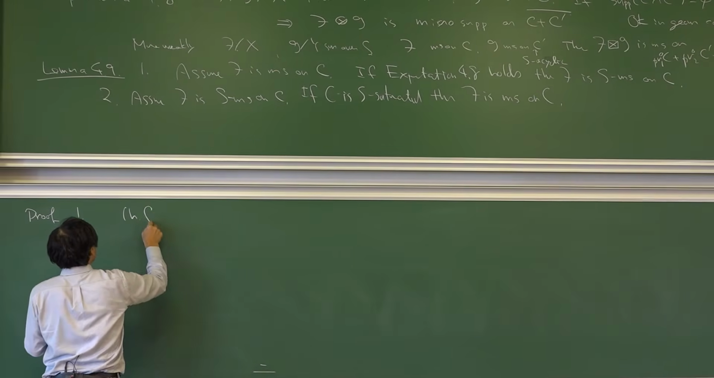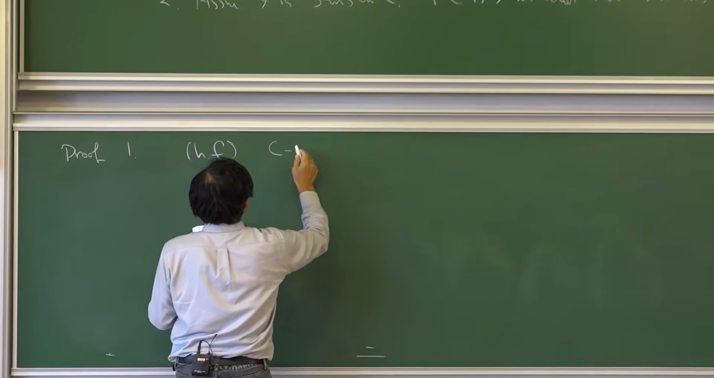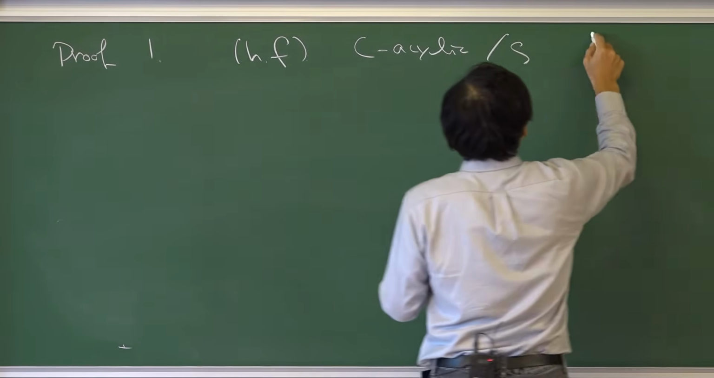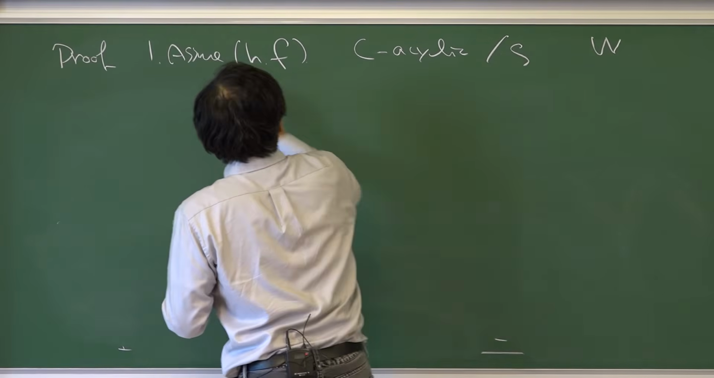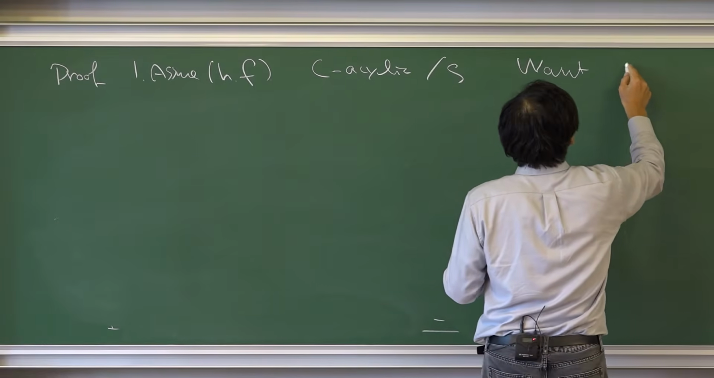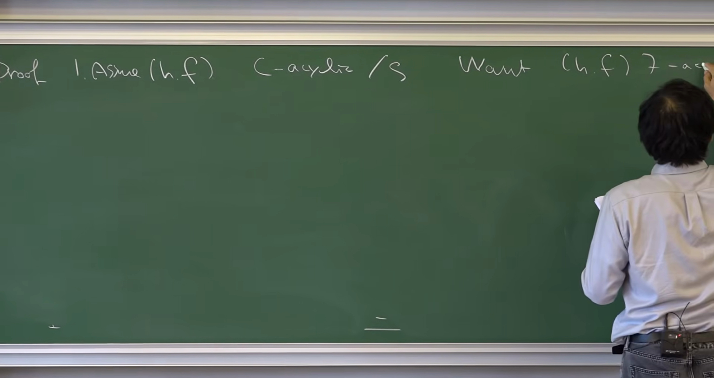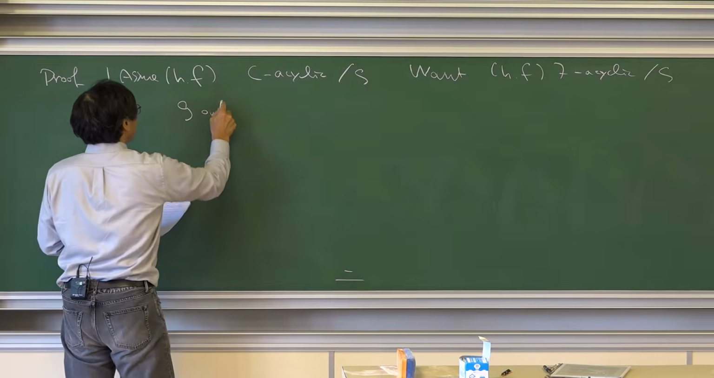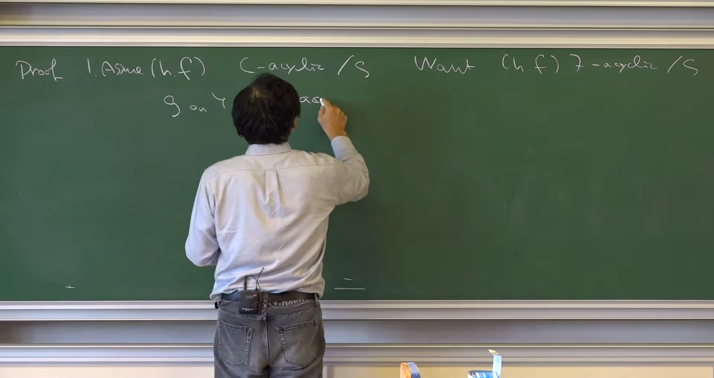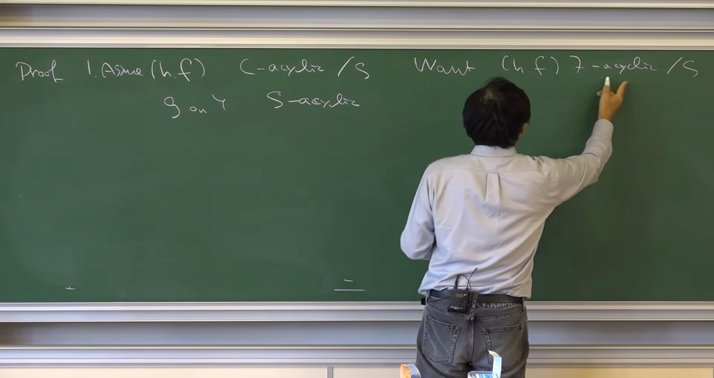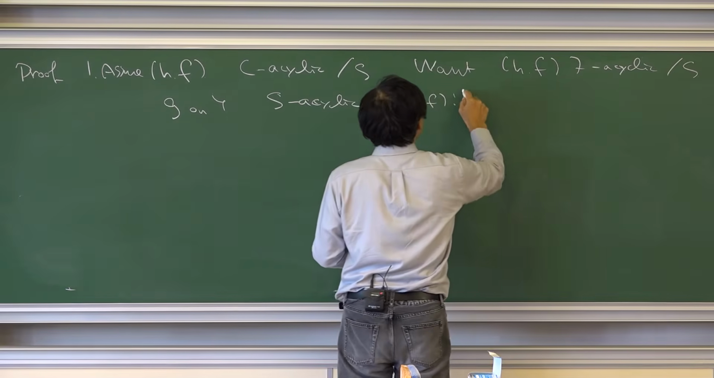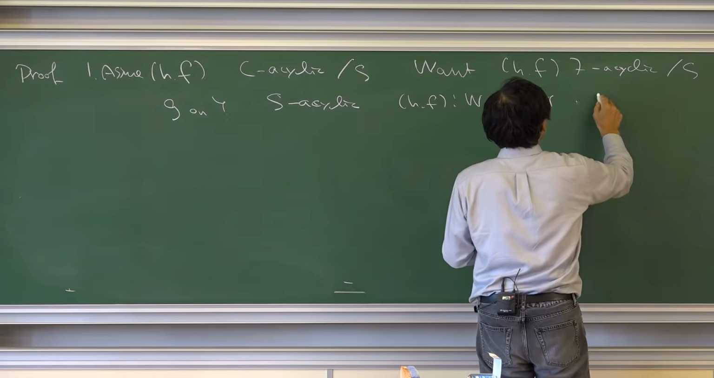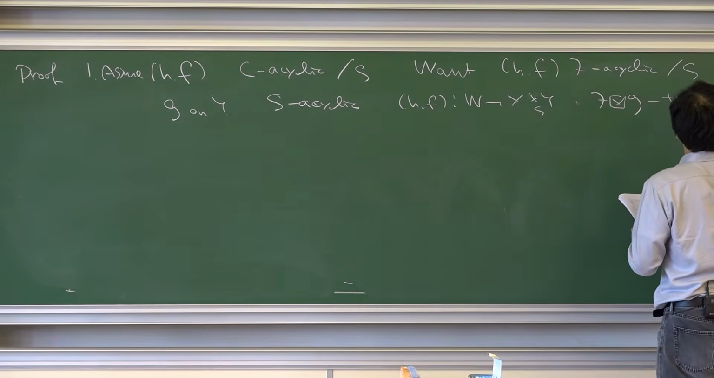So we need to test by h and F, which is C-acyclic over S. And so assume, and we want to show that hF is F-acyclic over S. Okay, so we take G on Y, which is S-acyclic, and then this acyclicity means that this motion, so we want to show that this is transversal.